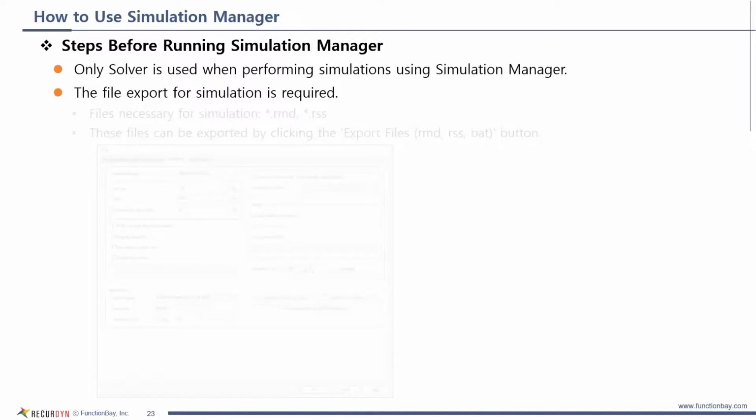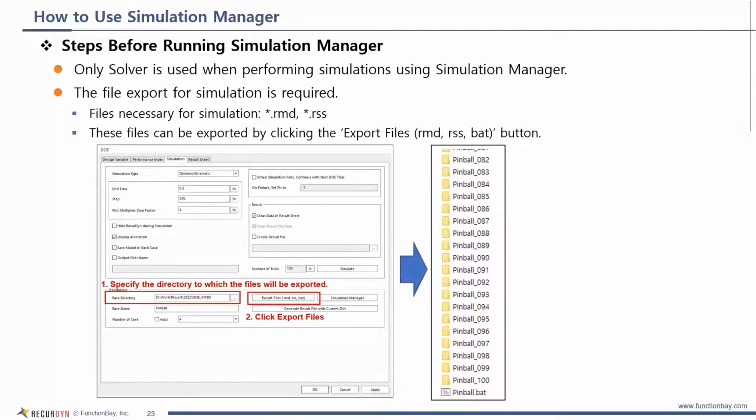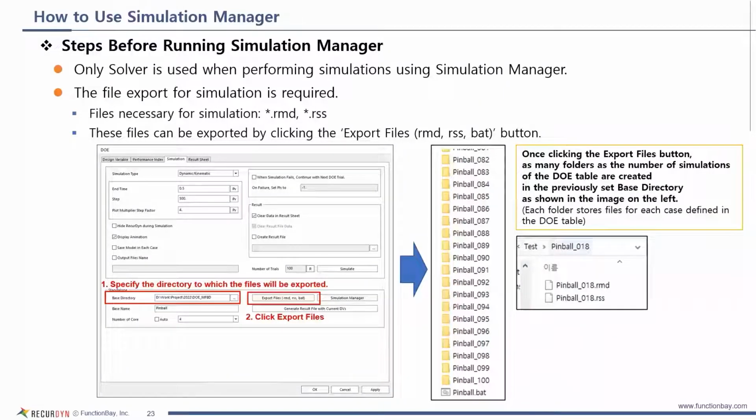The necessary files are RMD file and RSS file. It is possible to automatically export them from the DOE dialog box. Specify the directory to which the files will be exported. Then click the Export Files button. You can see that the folders are now created as many as the number of simulations of the DOE table in the specified directory. The RMD and RSS files required for the simulations are created in each folder.